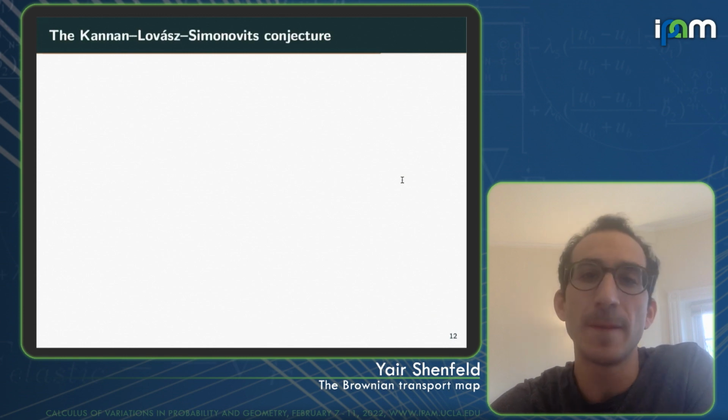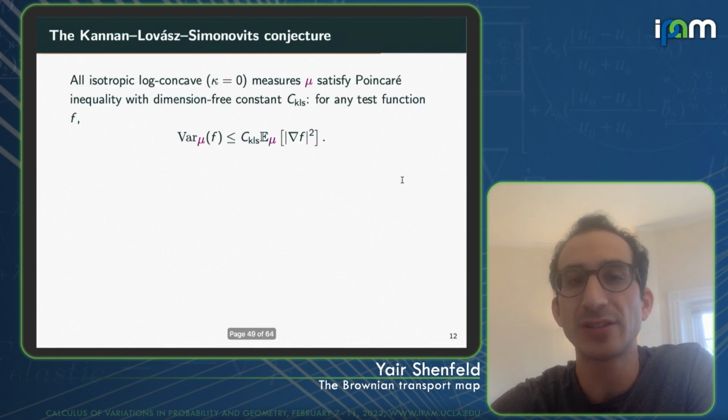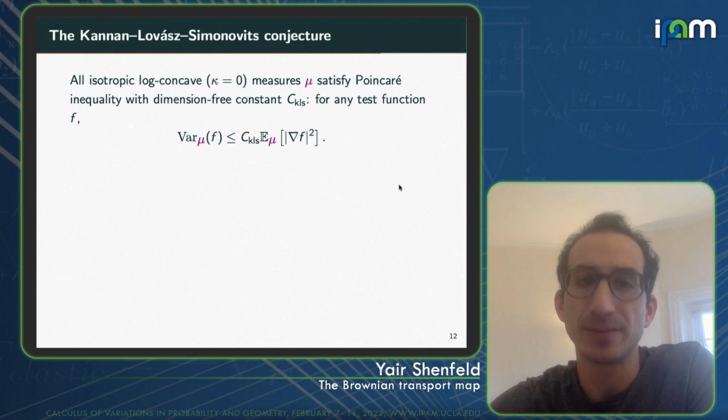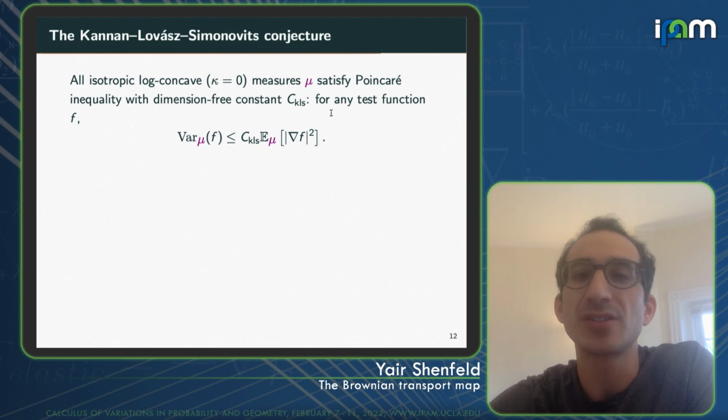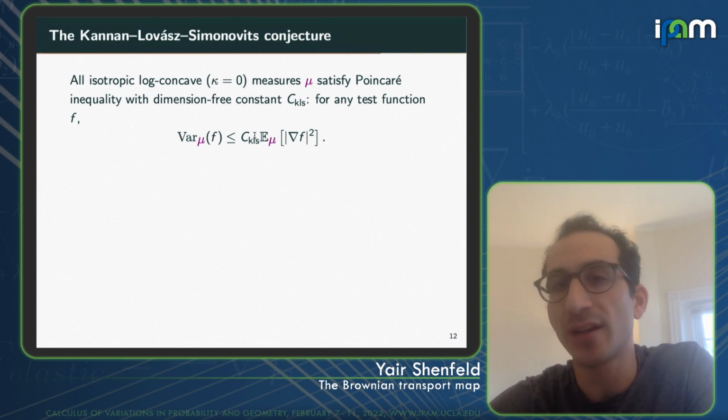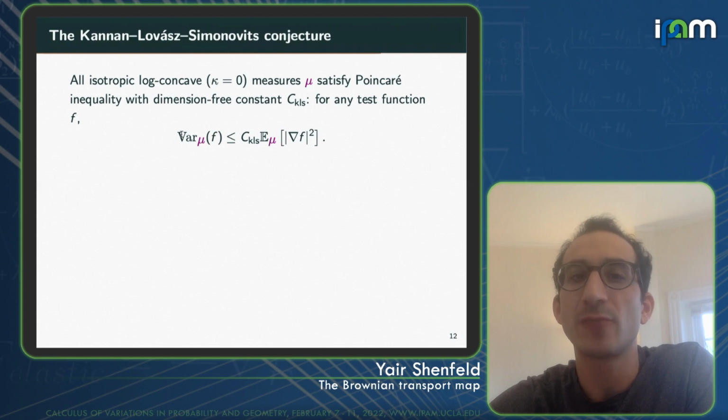Let me mention another statement about the Poincare inequalities. This was already mentioned by Emmanuel, the KLS conjecture. So what is the KLS conjecture? If we look at all isotropic log-concave measures, so again kappa equals 0, the conjecture is that there is a dimension-free constant, which I denote here by C_KLS, such that the measure mu satisfies the following. There's one dimension-free constant so that whenever mu is log-concave and isotropic, meaning mean 0 and covariance identity, we have a Poincare inequality.